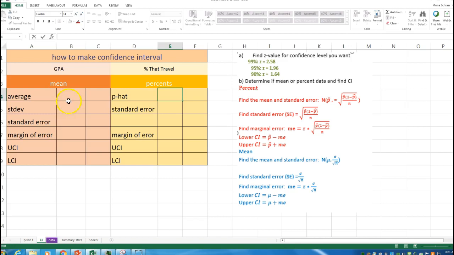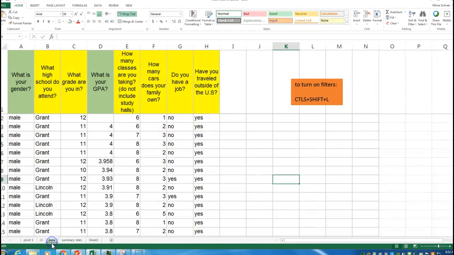Now, there's two kinds of confidence intervals, one for average, one for percents. I'm going to start with the average, which is the GPA. For my paper, I want to compare the GPA of men and women, so I need to get a confidence interval for just the females. To do that, I first have to go to my data for a second.